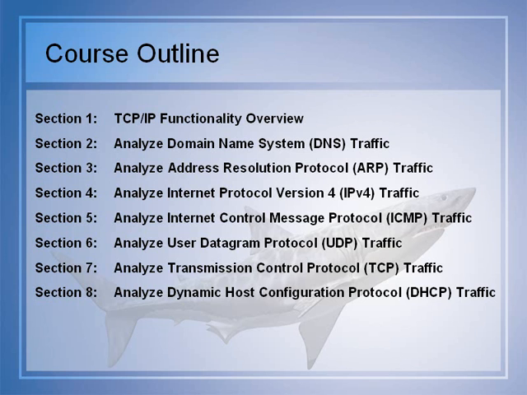Section 5 is ICMP traffic, which is very important for you to understand if you're going to focus on troubleshooting and security using Wireshark. In Section 6, we'll focus on UDP traffic, which is relatively quick given the simplistic nature of UDP. In Section 7, we will focus on analyzing TCP traffic.